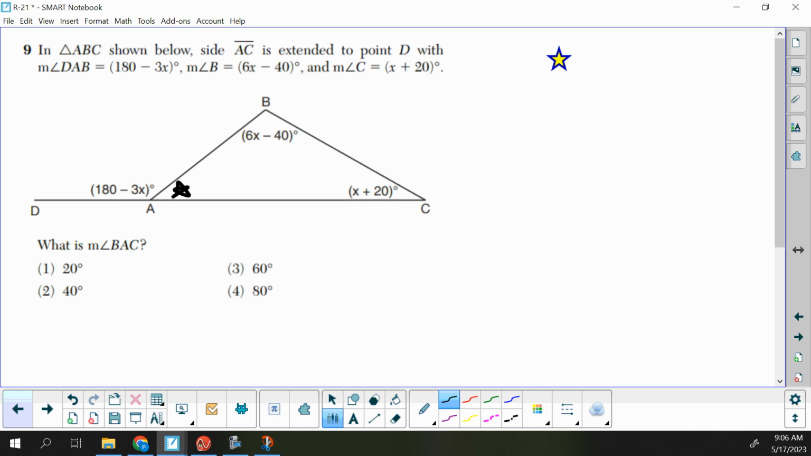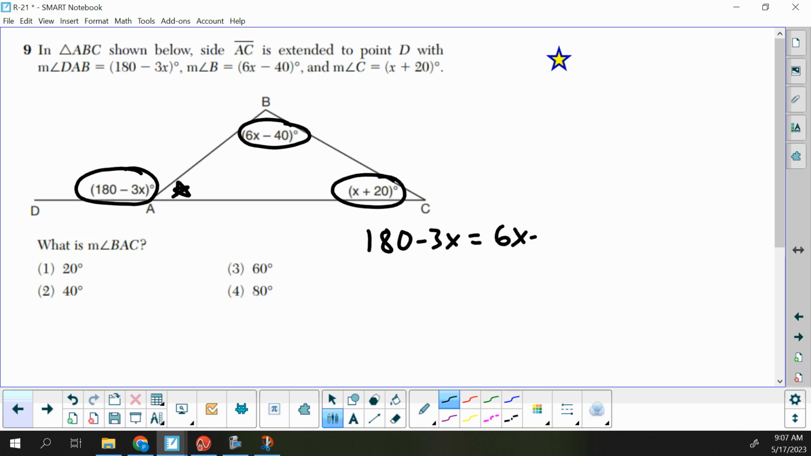What this question wants us to use is our exterior angle theorem in triangles. An exterior angle, which is formed by extending one of the sides of a triangle, is always equal to the sum of the 2 interior angles next to it. And the reason that is the interior ones are adding with that starred angle to get to 180, and your exterior angle is also adding with the starred one to get to 180. So we can set up an equation of 180 minus 3x equals 6x minus 40 plus x plus 20.